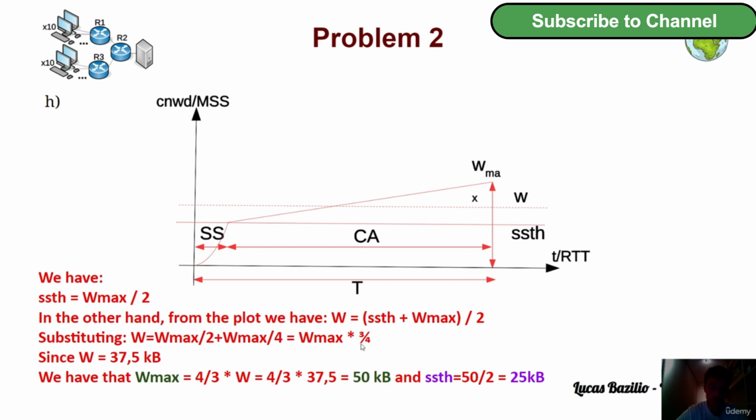Here it is very easy to see that 50 kilobytes, which is the value of the maximum window, minus the value of the slow start threshold, 25, gives us 25 also, right? 50 minus 25 is equal to 25. So this is the amount of bytes that the congestion window increases in the congestion avoidance phase. But we don't want the value in bytes, we want the value in maximum segment sizes. Well, very simply, we can divide this difference, the 25 kilobytes, by the value of a maximum segment size.